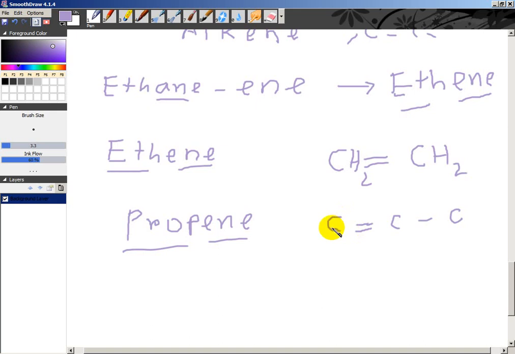This carbon has two bonds, so two more bonds will form with hydrogen. This carbon has two bonds here and one bond here, so three bonds, so one bond will form with hydrogen. This carbon has one bond, so three more bonds will form with hydrogen. This is the structure of propene.